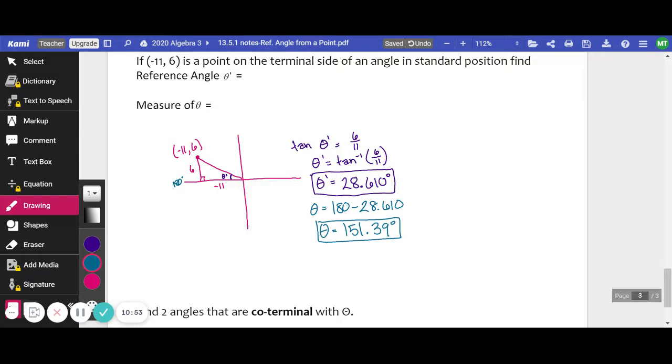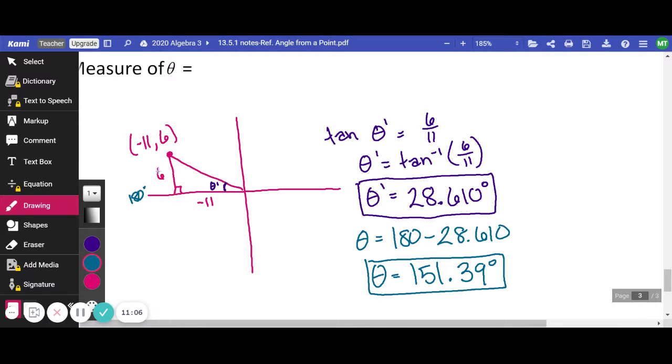Okay, so here's my answer. -11, 6 is in quadrant 2. So I went over -11 and up 6, and then I drew my triangle. 6 is vertical and -11 is horizontal. I use tangent because this is my opposite and this is my adjacent. I did 6 over 11. So tangent inverse of 6 over 11 gives me 28.61 degrees. So that is my reference angle.